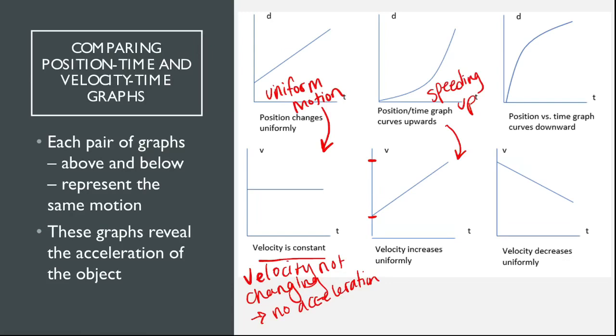And then, of course, this one we know is slowing down. So if we want to say, well, what would a corresponding velocity time graph look like for that? It would look something like that, where we're starting with a bigger velocity and it's getting smaller, right? The velocity is going down. Here the velocity was going up. Now the velocity is going down, which means, of course, it is slowing down. Okay, so there we go.